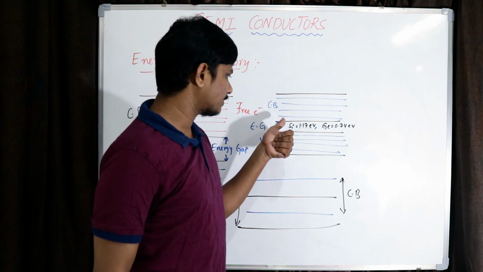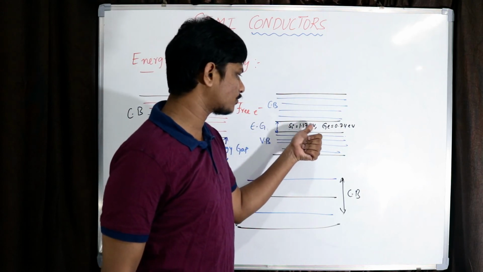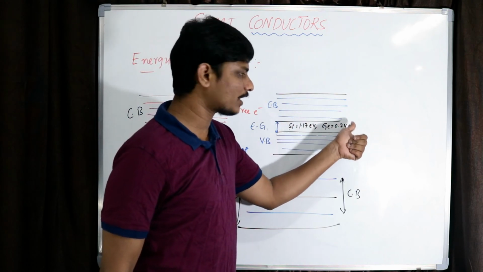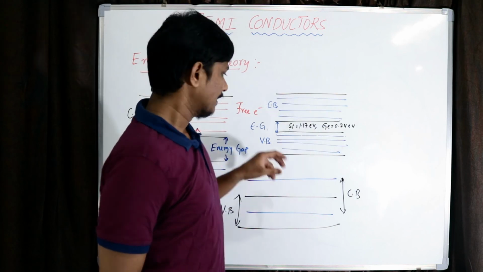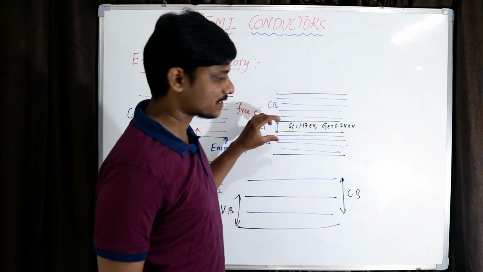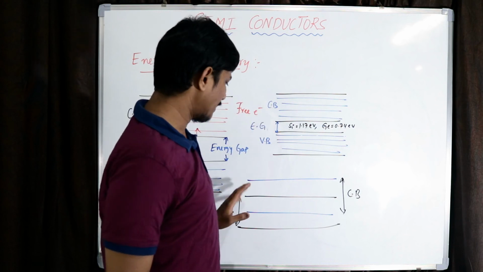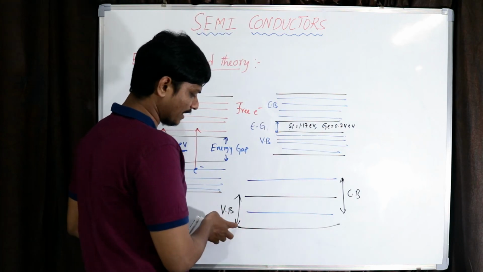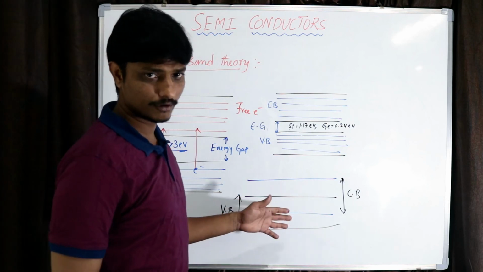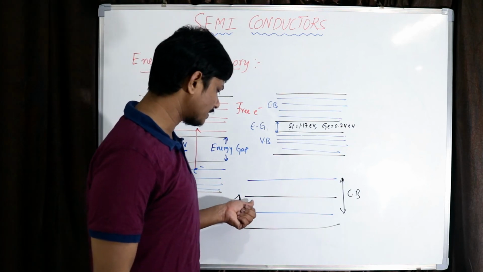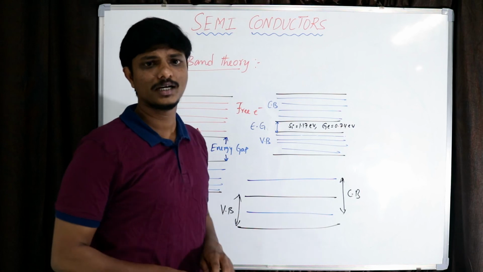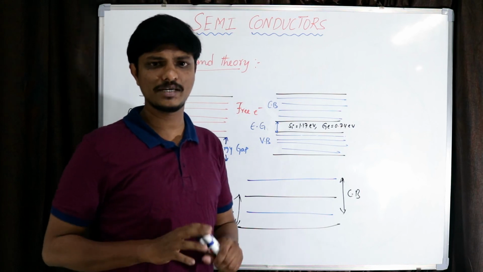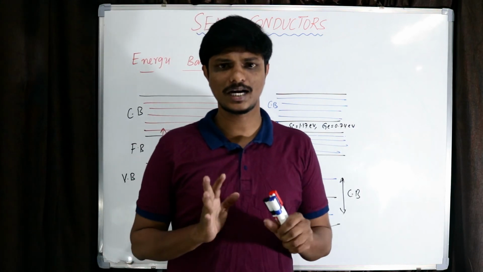For semiconductors, it is 1.17 electron volts for silicon and 0.74 electron volts for germanium. If it is extrinsic semiconductors, the gap will be even less. When I am talking about conductors, there is no energy gap between the valency band and the conduction band. Therefore, the electrons in the valency band are part of the conduction band. I hope energy band theory is understandable to you.